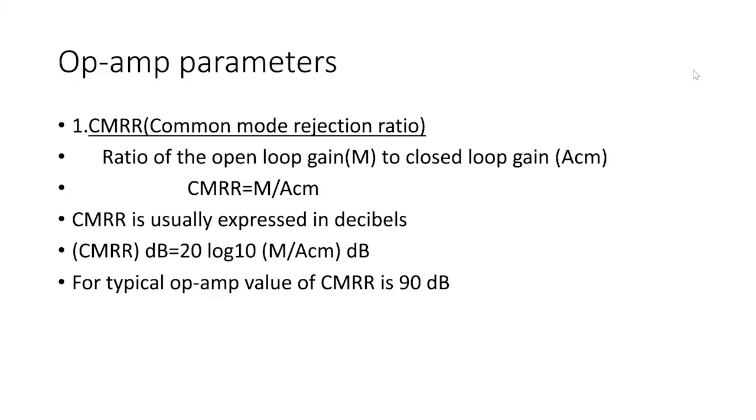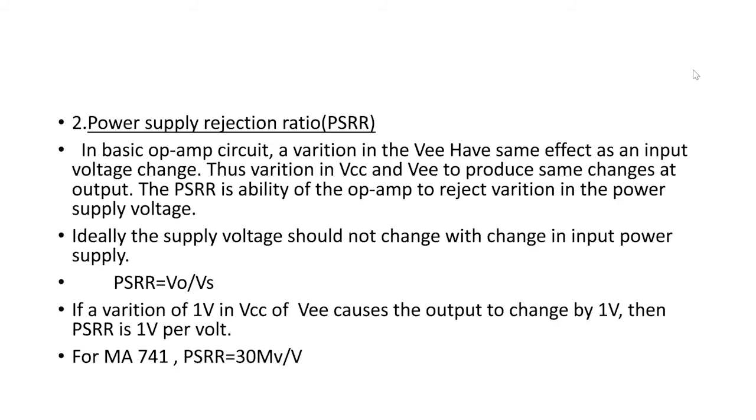Op-amp parameters. CMRR, common mode rejection ratio, is the ratio of open loop gain AD to common mode gain ACM. CMRR equals AD by ACM. CMRR is usually expressed in decibels. CMRR in decibels equals 20 log 10 of AD by ACM decibels. For a typical op-amp, the value of CMRR is 90 decibels.